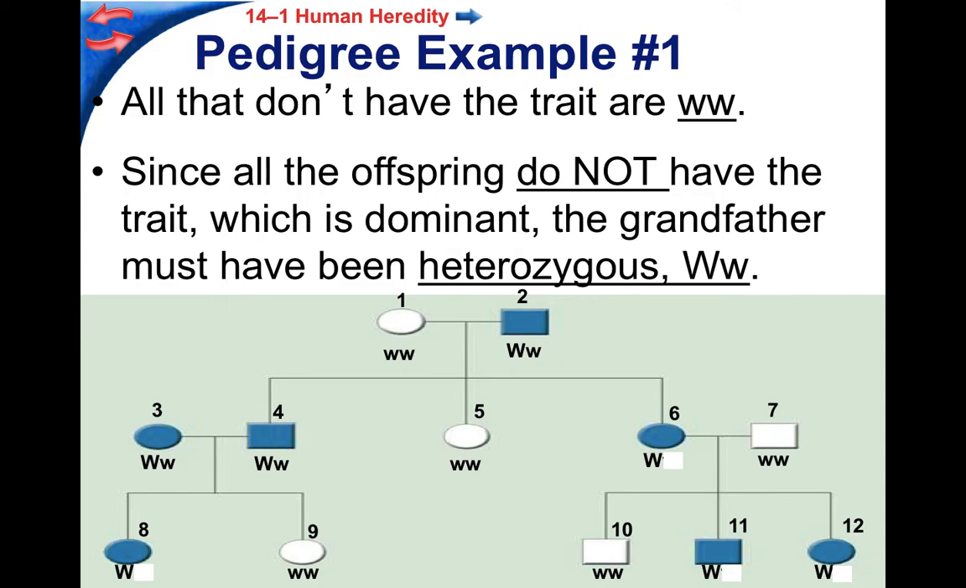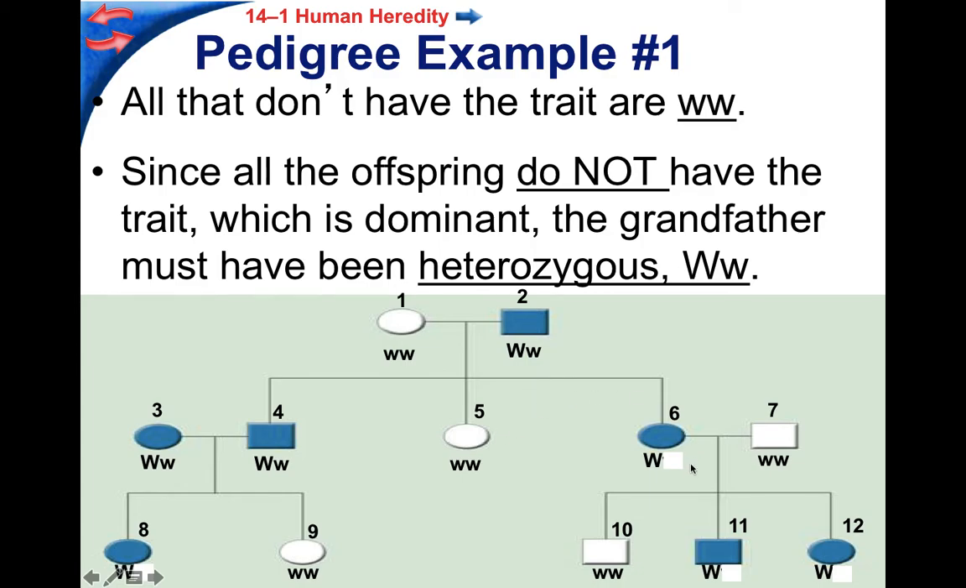That means 3 and 4 had to have each carried a little w. By the way, I just realized I skipped number 2. Number 2, who is the grandfather in this case, we know has to be heterozygous because if you look down below at number 5, look at number 5. Number 5 has two lowercase w's. One of these came from the mom, who's number 1, and one of them had to come from the dad, who's number 2. Okay, so number 2 had to be heterozygous.